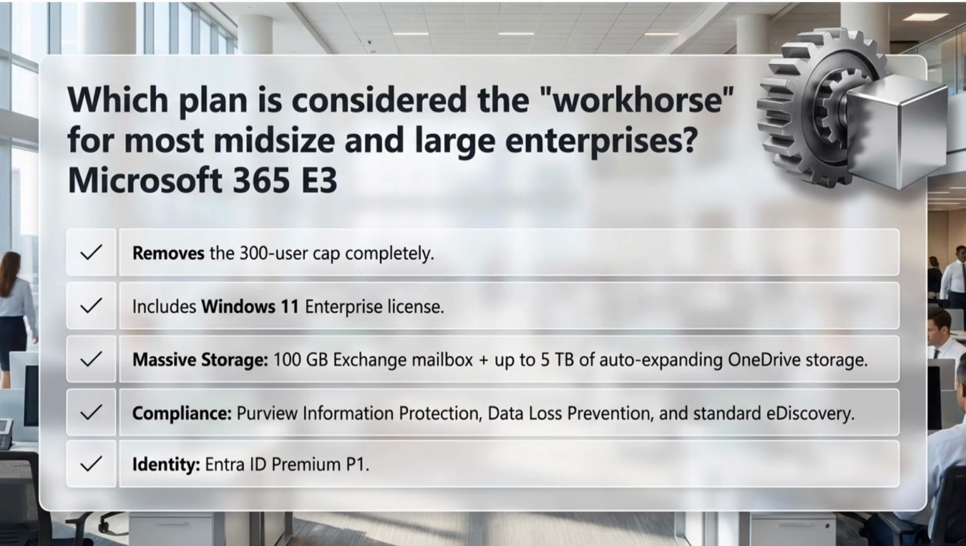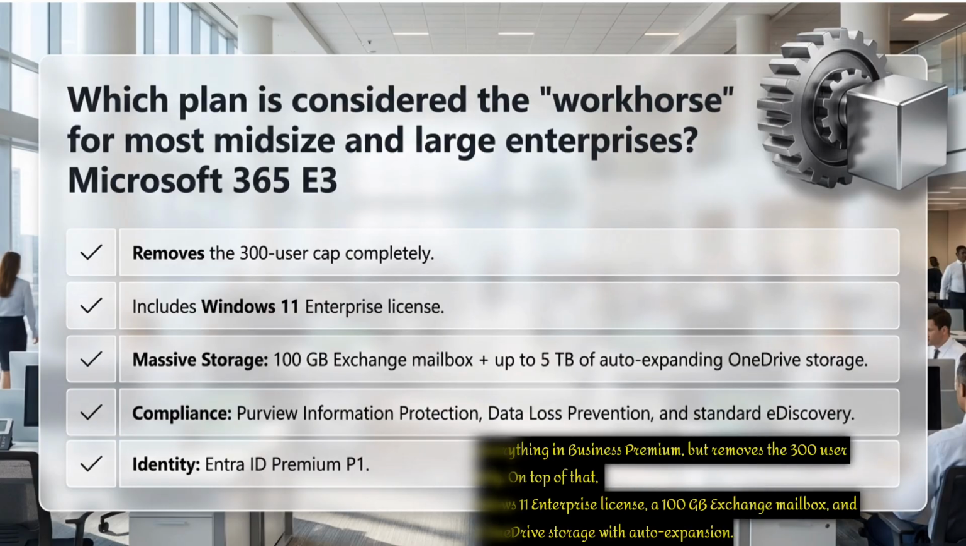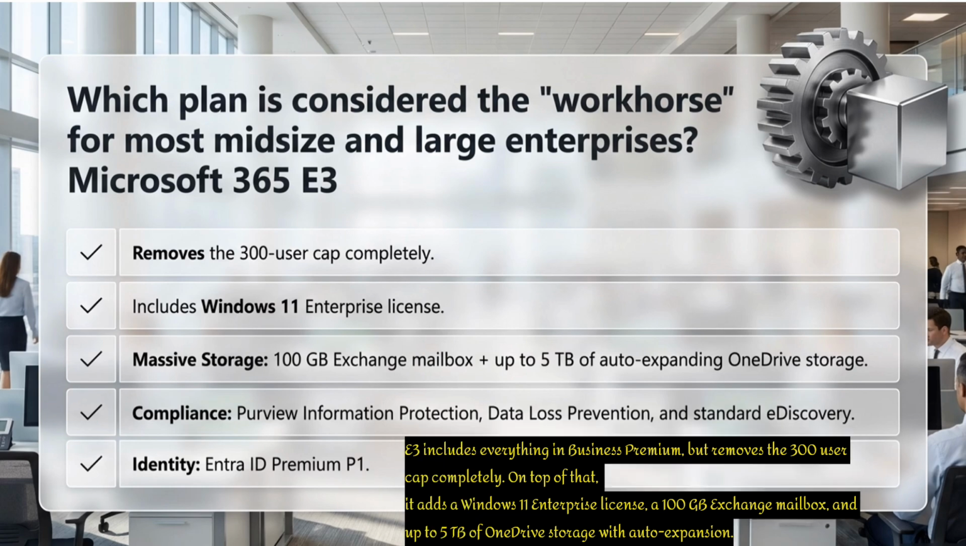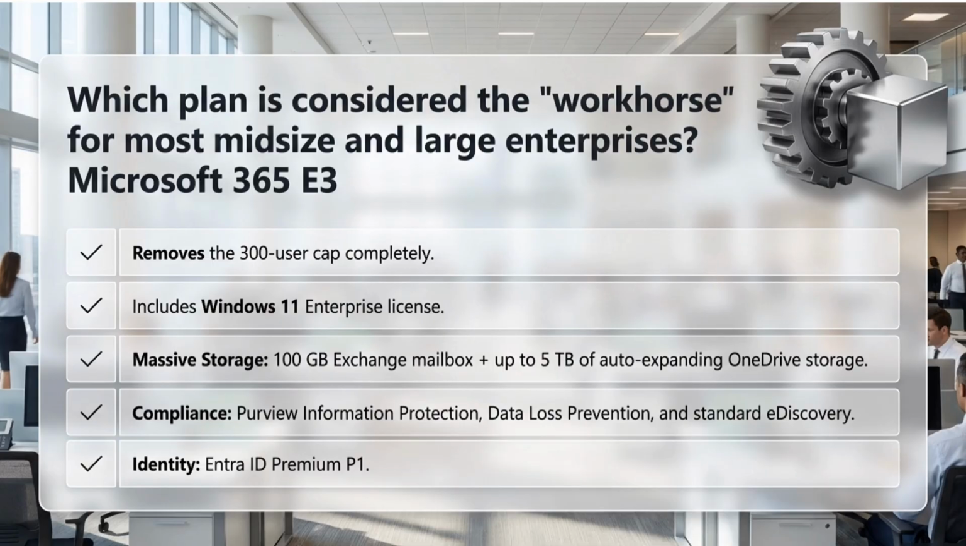E3 includes everything in Business Premium but removes the 300 user cap completely. On top of that, it adds a Windows 11 Enterprise license, a 100 gigabyte Exchange mailbox, and up to 5 terabytes of OneDrive storage with auto expansion.